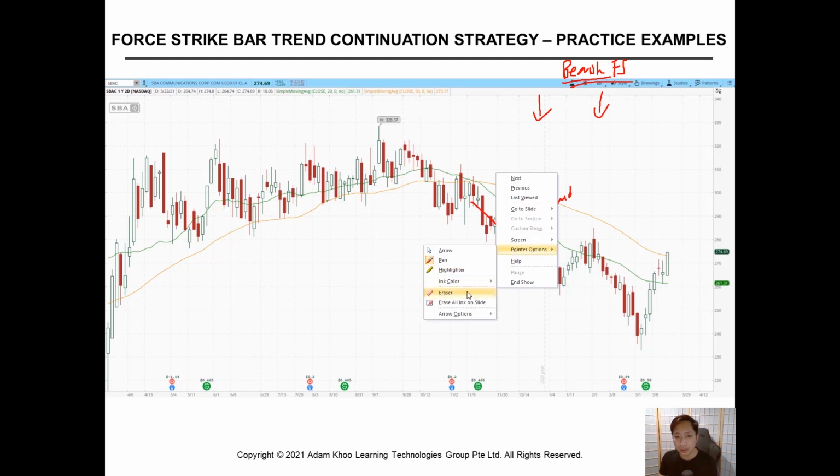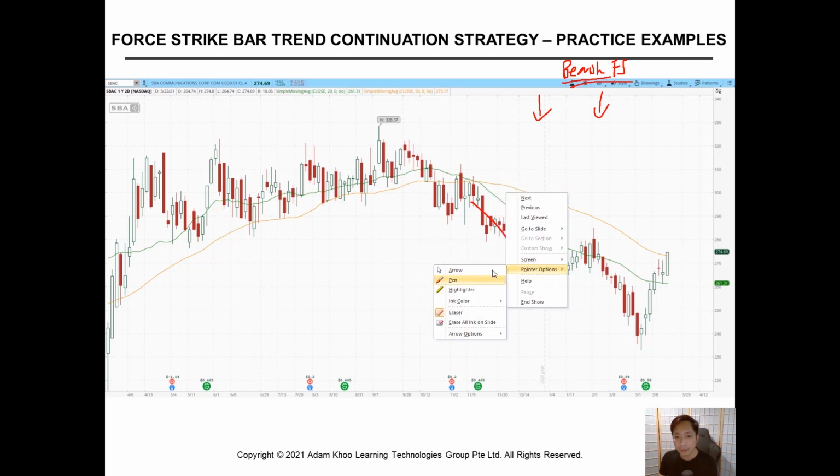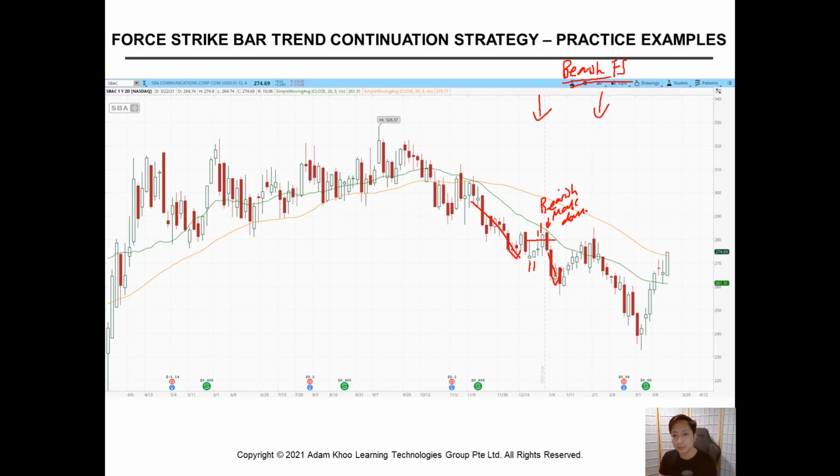Sorry, let me just remove this. So we call a bearish markdown bar that closes back within the mother bar range a bearish EXC. Eventually the price did go down after that. So this is valid, we call this a valid bearish FS test 20 SMA in downtrend.